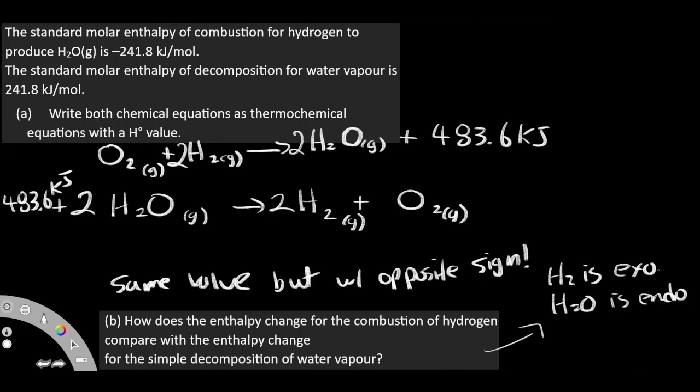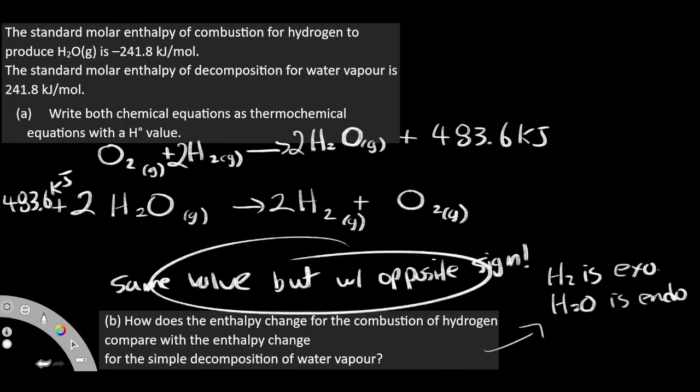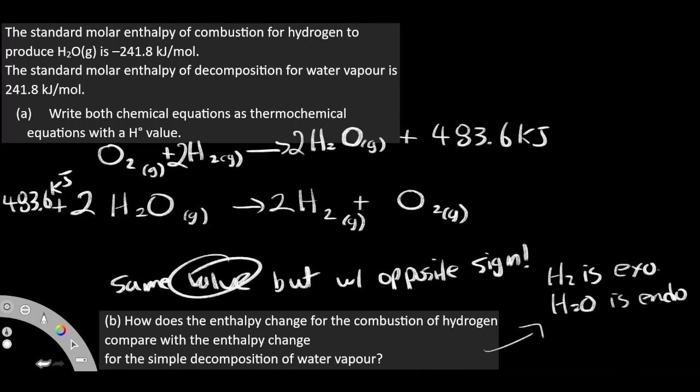So if you want to look at it not in terms of 483.6, you can just bring it down to its base form, which is 241.8. And as you can see here, this is a negative 241.8, whereas this here is a positive 241.8. That's what I'm reiterating here. It's the same value, the same number, 241.8, but this one here is negative and this one here is positive. All right, next question.